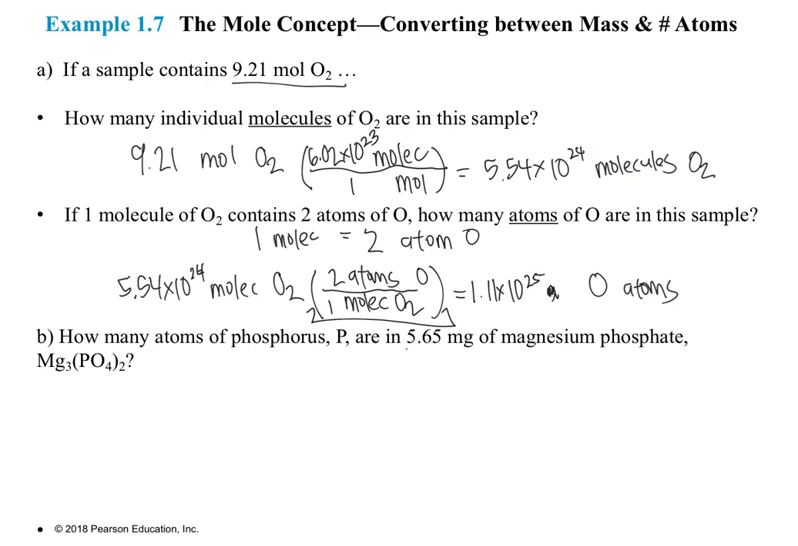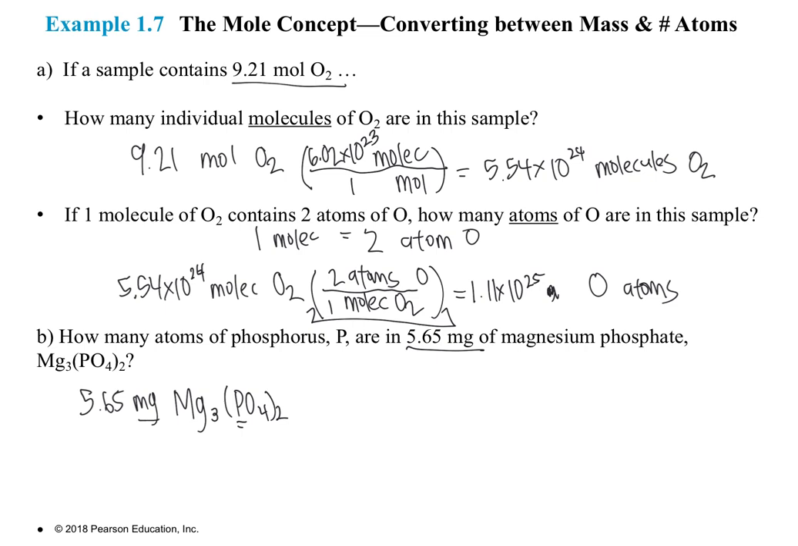So let's do that in this longer one. I have 5.65 milligrams of magnesium phosphate. So this is a pretty complex molecule or compound. So I have 3 magnesiums and then phosphate, PO4, with 2. I want to find out how many atoms of phosphorus there are. So I'm basically trying to figure out how many of those atoms are in the sample. So starting with what we have, we're not going to get too overwhelmed. We're going to just take it one step at a time.